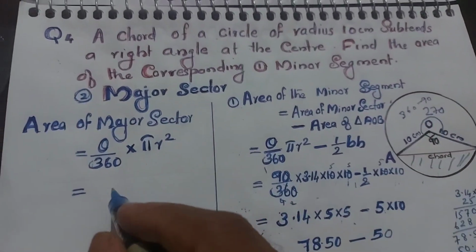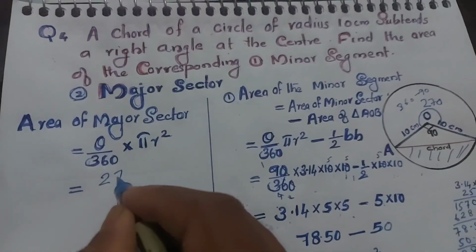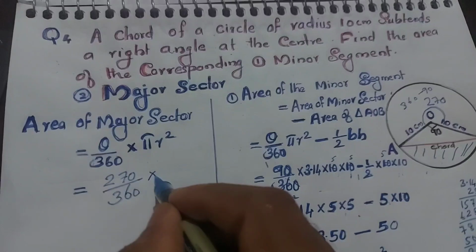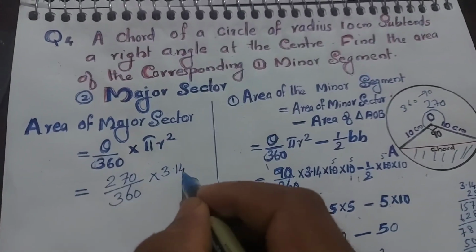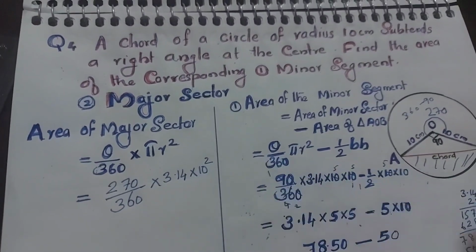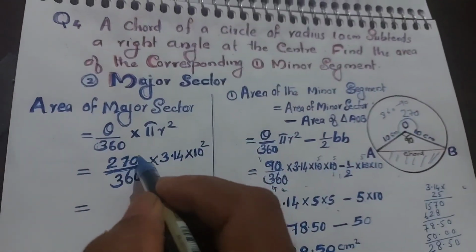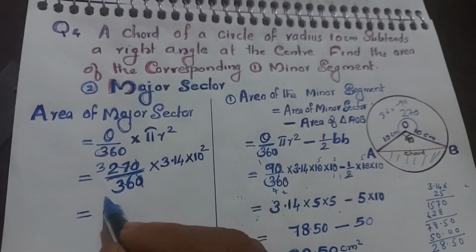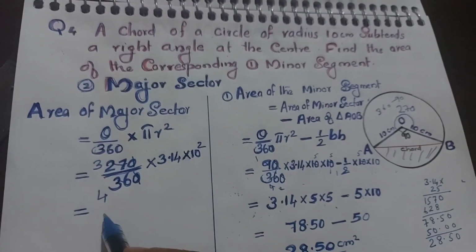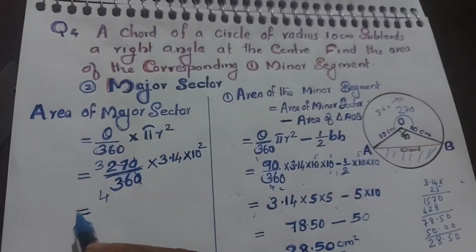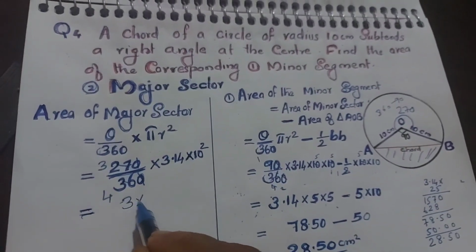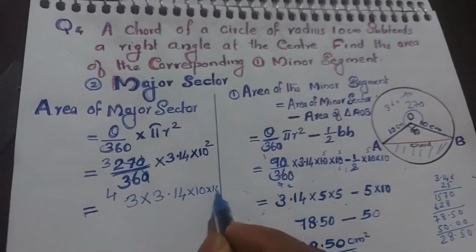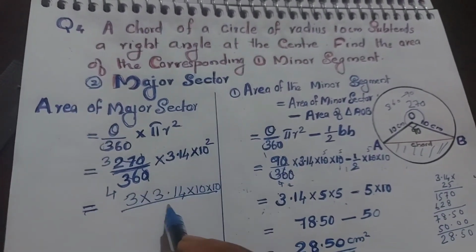So substituting into the equation: 270 by 360 into 3.14 into 10 squared, 10 into 10. This is the radius. So the zeros cancel. 3 nines are 27, 4 nines are 36. Then next step, 3 into 3.14 into 10 into 10 by 4.